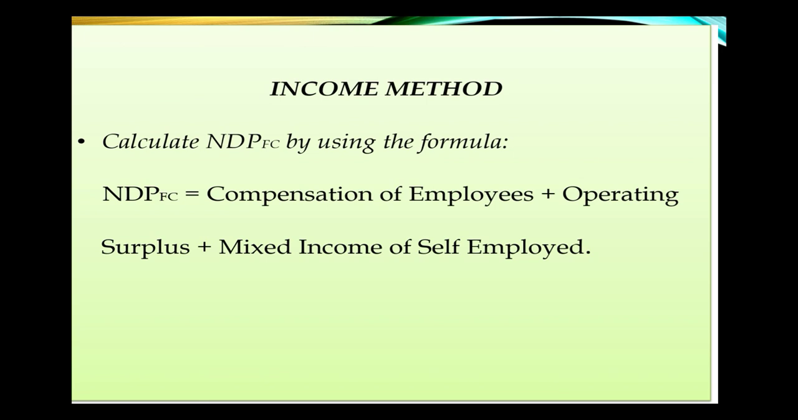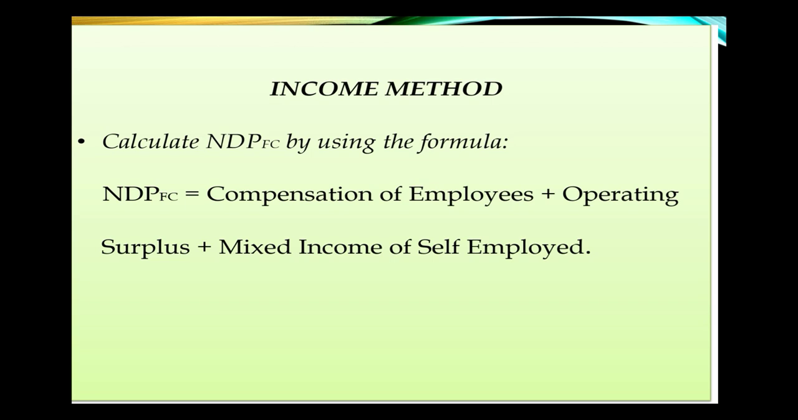Now come to the next point, that is the income method. This is also very important and a very easy method. In the income method we are taking three main components. These three main components are compensation of employees, operating surplus, and mixed income of self-employed. These three main items we will add to find out the NDP at factor cost, net domestic product at factor cost.